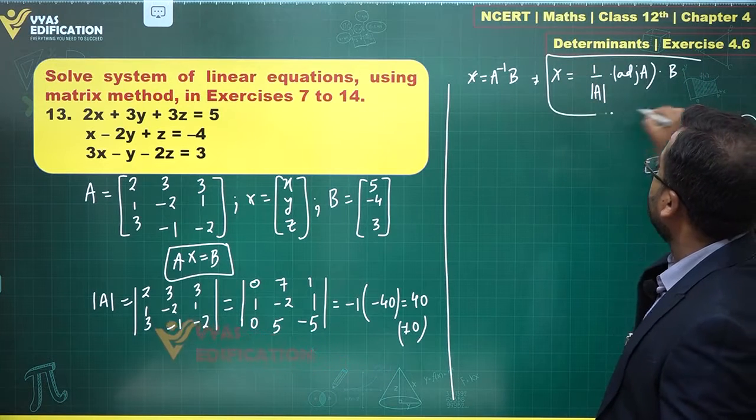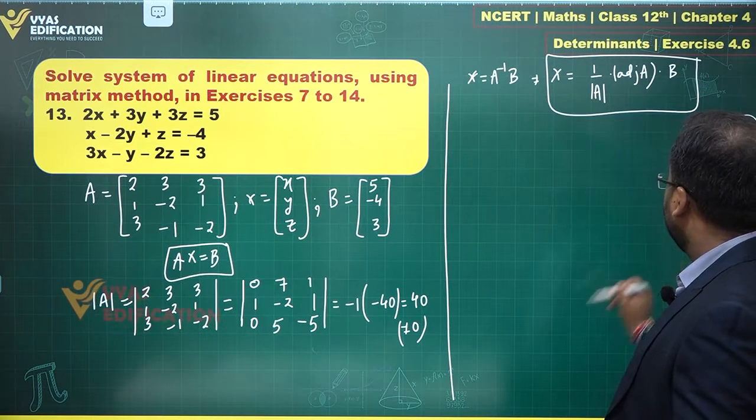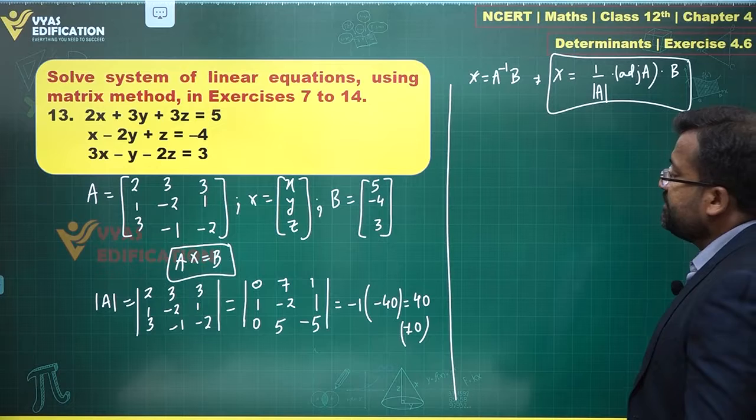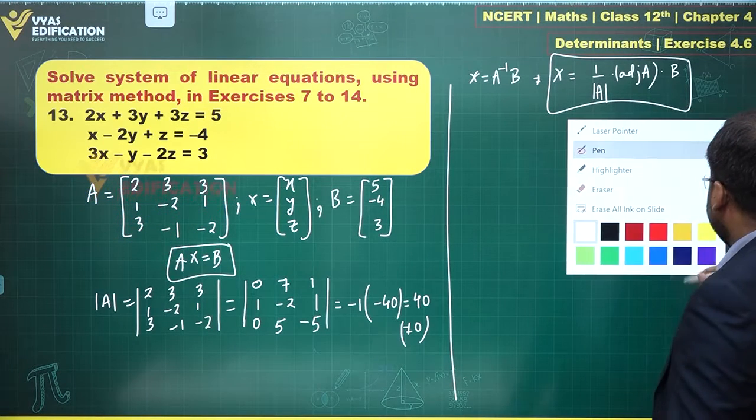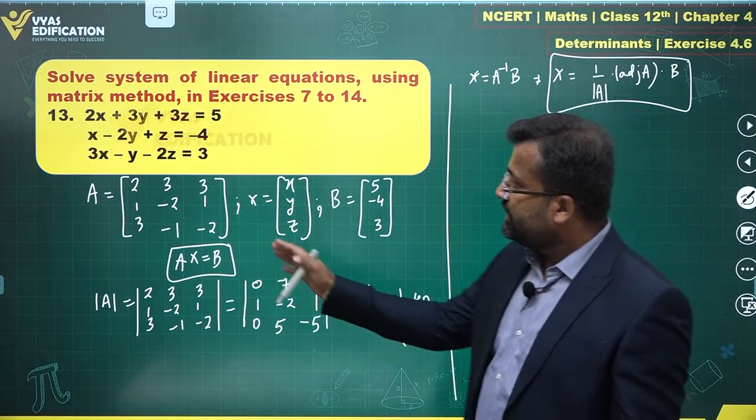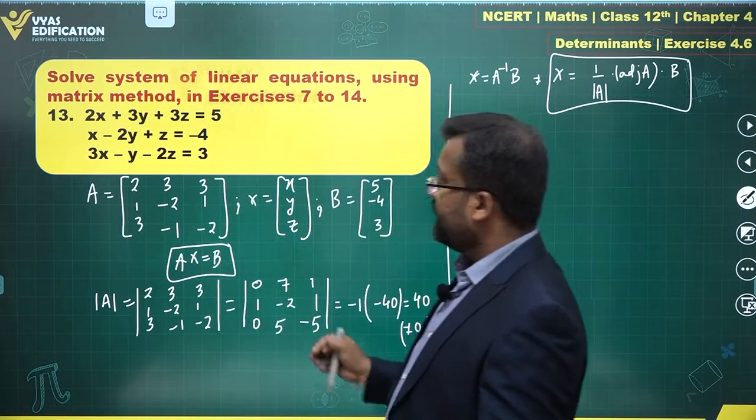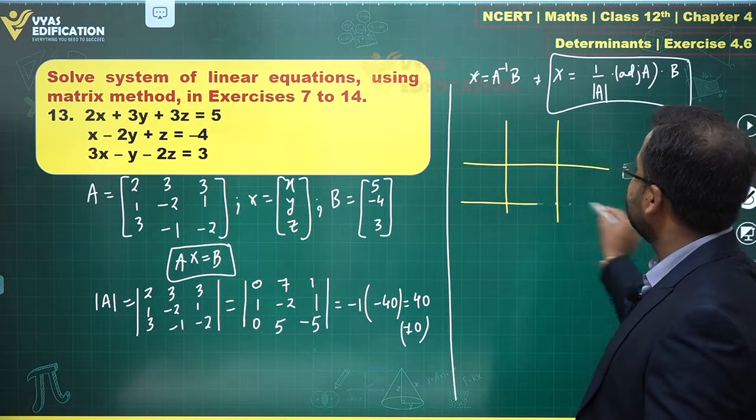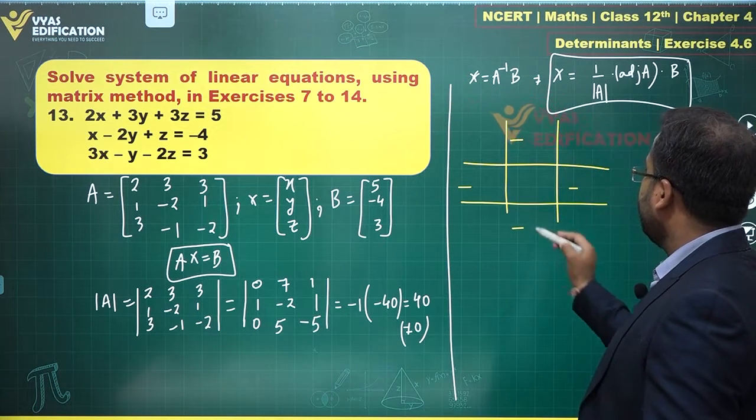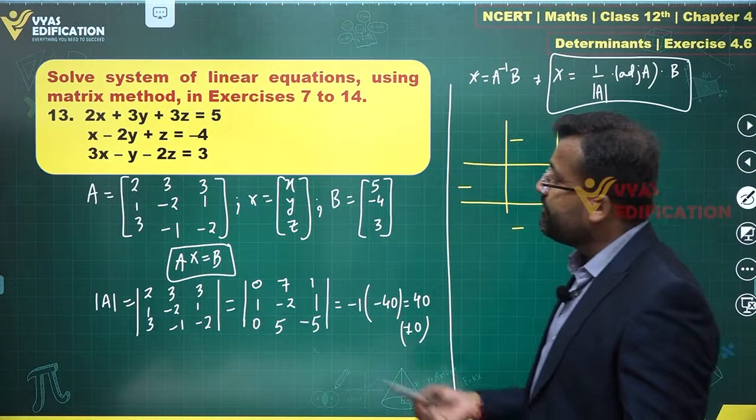And for that we need adjoint of A. We already know determinant of A, we know matrix B. We will require adjoint of A. So for finding adjoint of A, what do we need? Oh, we need to find the cofactor matrix of this matrix over here. And let's do that. Let's create our grid. Yes, fancy grid. And that is how it will help us.